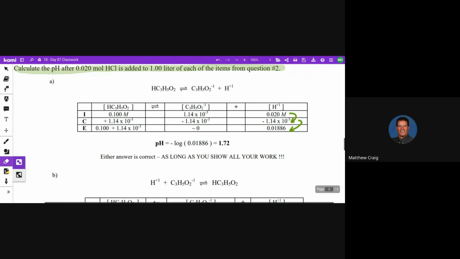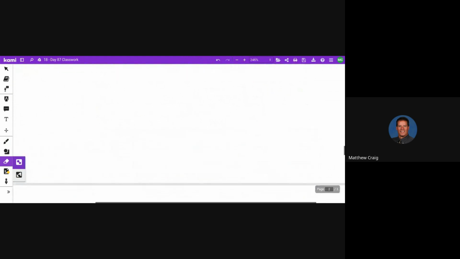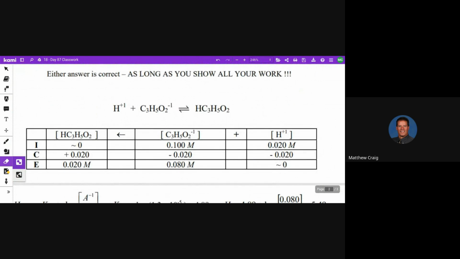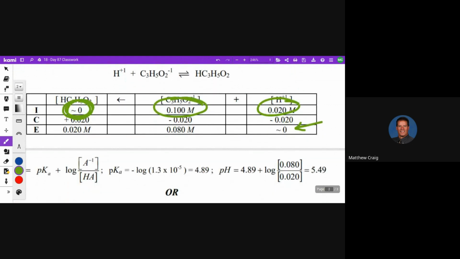All right, part B, we're going to add a strong acid to our common ion. Well, this does have enough of the propanate to absorb all the hydrogen, and the hydrogen does go to 0. However, since we didn't have hardly any propanate at the beginning, even though we absorbed all the hydrogen and the pH didn't go crazy, quote unquote, get too acidic, we do have to look at the value of our concentration at the very end.